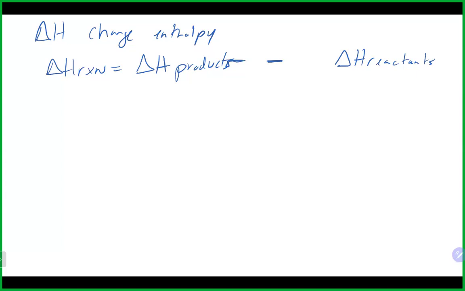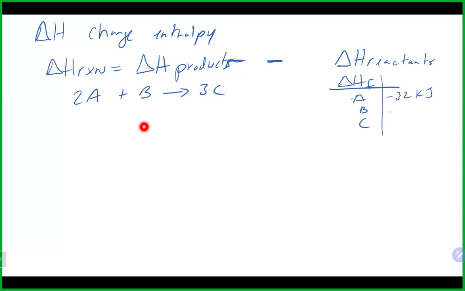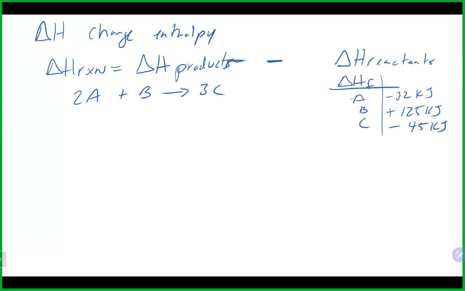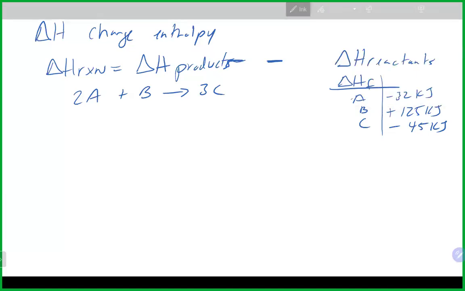in the right state. So if you had something like 2A plus B goes to 3C, and again, you look in the delta H of formation table for A, B, and C, and they tell you, hey, it's minus 32 kilojoules, plus 125 kilojoules, and minus 45 kilojoules. To calculate this, you would do your products minus your reactants. And you do need to make sure that you take into account the coefficient as well.